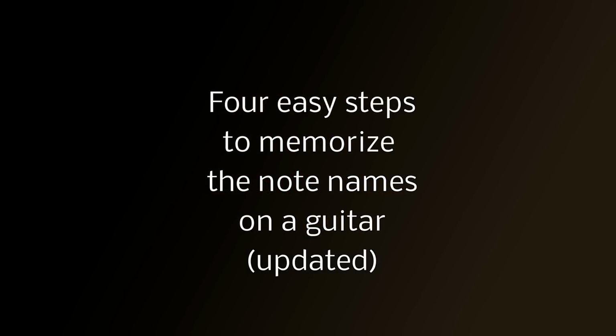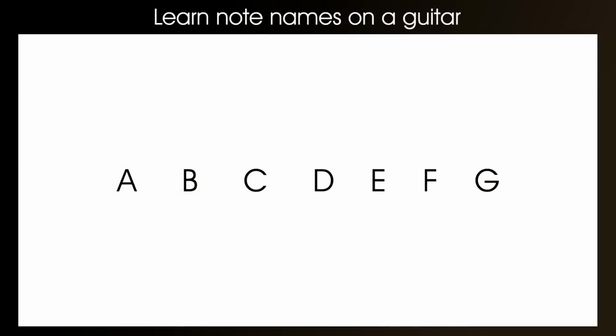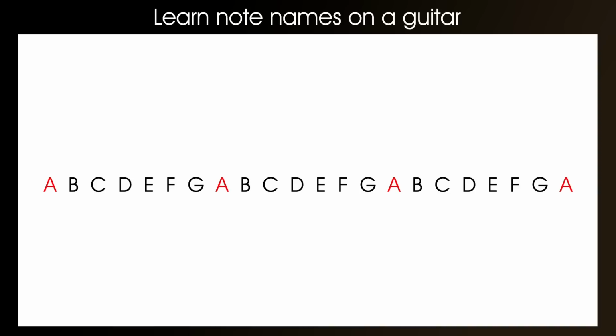This is an updated version of the original video, 4 easy steps to memorize the note names on a guitar. Before starting on the 4 steps, you need to know the absolute basics of note naming. The notes are named from A to G, and these note names are simply repeated where necessary. For example, A, B, C, D, E, F, G, A, B, C, D, E, F, G, etc.